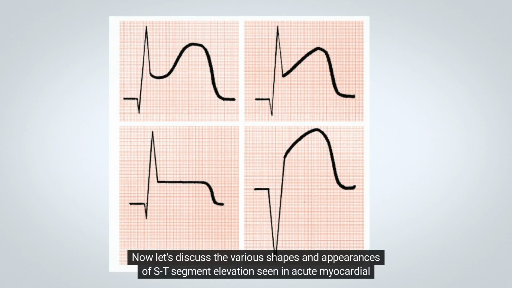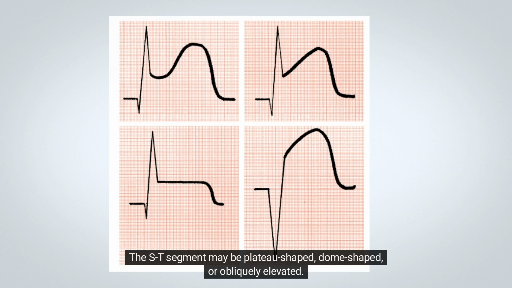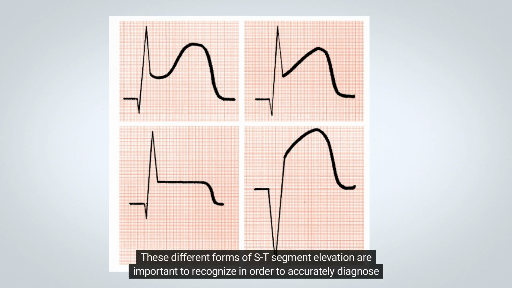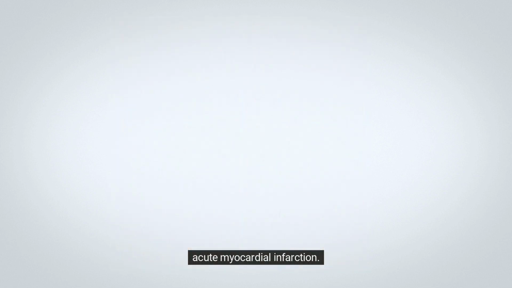Now let's discuss the various shapes and appearances of ST segment elevation seen in acute myocardial infarction. The ST segment may be plateau-shaped, dome-shaped, or obliquely elevated. These different forms of ST segment elevation are important to recognize in order to accurately diagnose acute myocardial infarction.